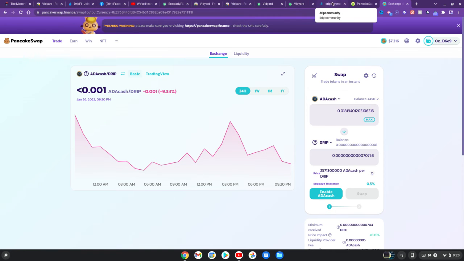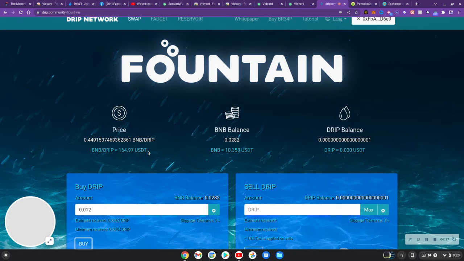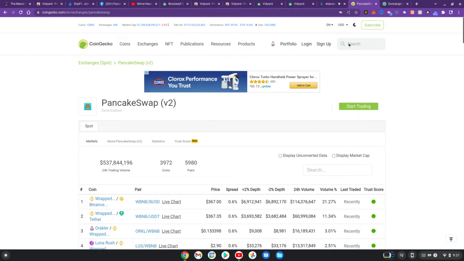Okay, so drip is a faucet. Once you buy, you've got to have one drip. One drip is 164.97 right now. You've got to have one drip. So if you buy one drip, that's 164.97. This is how I can tell what this is in BNB.